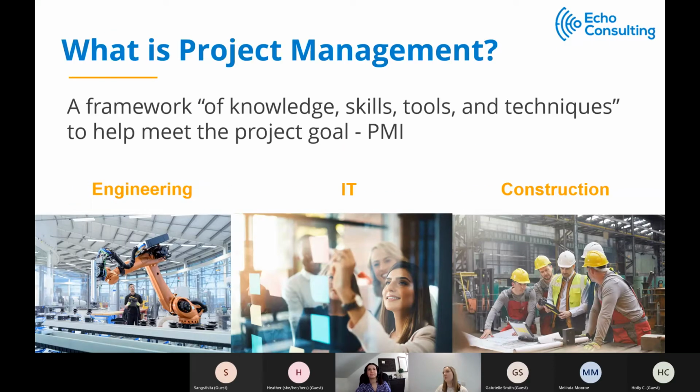So we talked about what is a project. Now, what's project management? Project management is a framework of knowledge, skills, tools, and techniques to help meet the project's goal. While there's various frameworks and techniques that can be used across several disciplines, these are just a few industries or segments that are using project management tools and techniques quite frequently. Here at Echo, we have experience in all three of these industries, but really our most significant experience lies in the IT space.